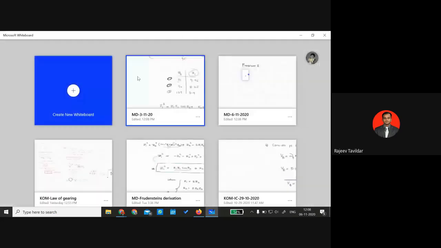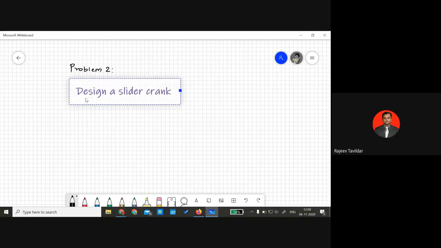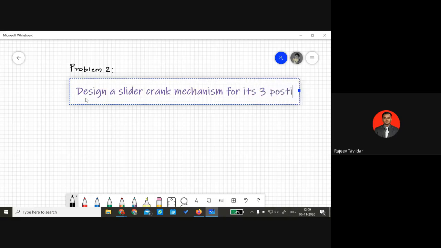Now let us solve another problem wherein most of the data regarding the Chebyshev is already given to you. You need not do that Chebyshev calculation, but there is a slight twist in the problem. So let us see how to tackle this. So let me write it here. Okay, so you can note on the problem. Design a slider crank mechanism for its three positions.